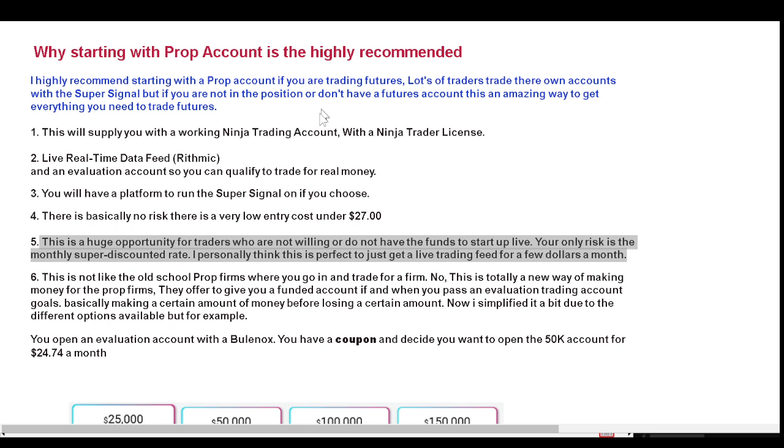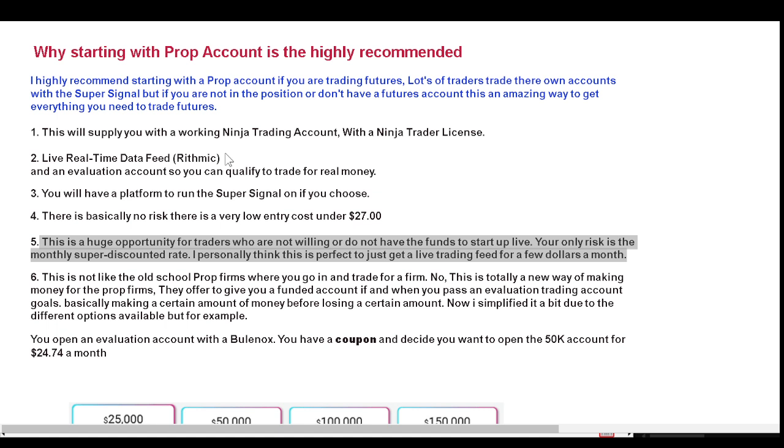And they'll usually give you what we call a NinjaTrader account and a NinjaTrader Sim account. They'll also give you a real-time data feed. Now, real-time data feed, you pay for that. You have to pay for that. I pay a lot of money for my data feeds and stuff like that.